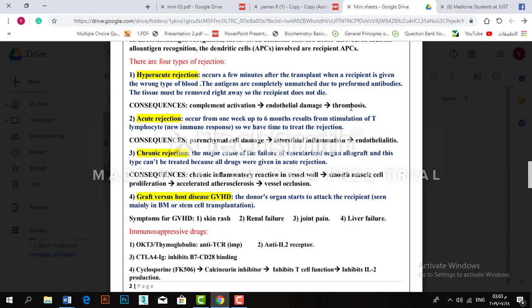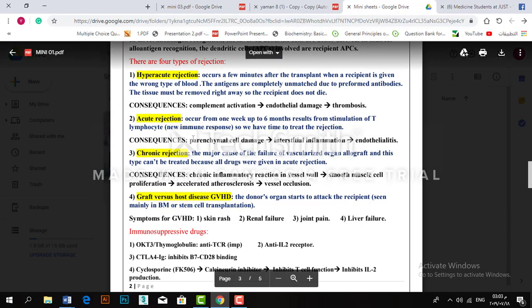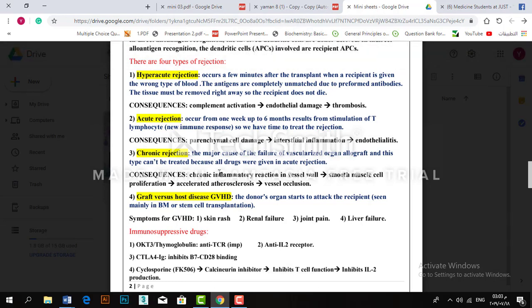Okay, moving from hyperacute to acute rejection. Of course the duration will differ: acute rejection happens from 1 week to 6 months. So we have a period in which to treat the rejection. Why from 1 week to 6 months? Because acute rejection results from a new immune response, a new stimulation of T lymphocytes. What are the consequences? Parenchymal cell damage, interstitial inflammation, endothelialitis.